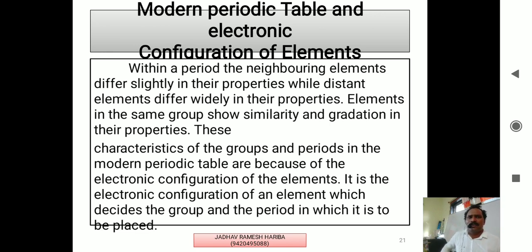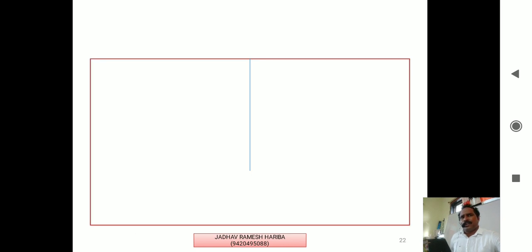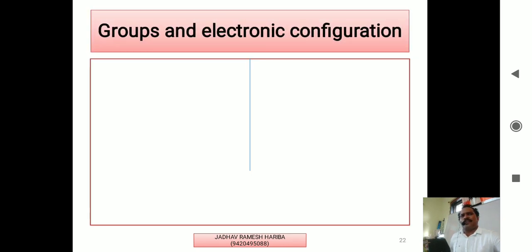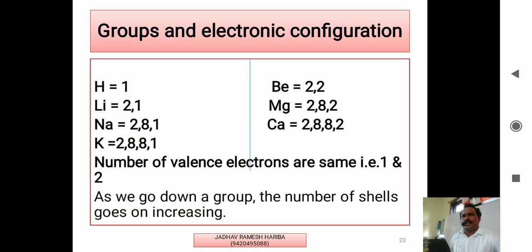For example, if we take sodium, its atomic number is 11. Its electronic configuration will be 2, 8, 1. In the last orbit there is one electron; this electron in the last orbit we call the valence electron, and this valence electron decides the group in which sodium should be placed.